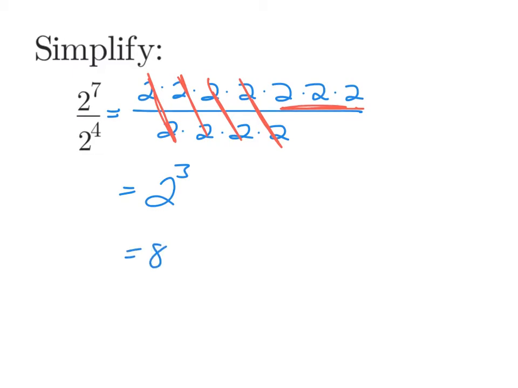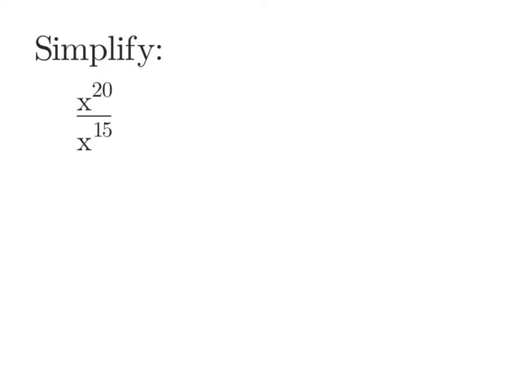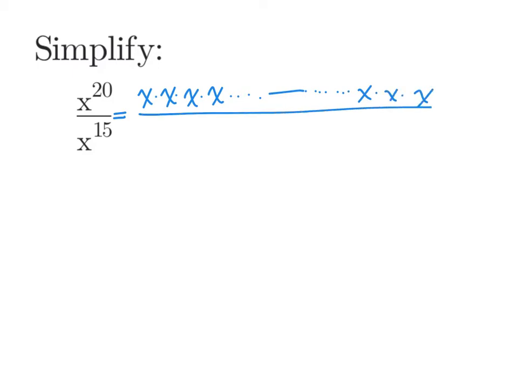But what's interesting here is that when we're taking two powers that have the same base and we're dividing them, how did we get from having powers of 7 and 4 and ending up with 2 to the 3rd? Well, it came through all that canceling, and so we did 7 minus 4 to get that 3. So if we had x to the 20th over x to the 15th, well, x to the 20th is going to mean x times x times x a whole bunch of times. In fact, not just a whole bunch, but specifically 20 times.